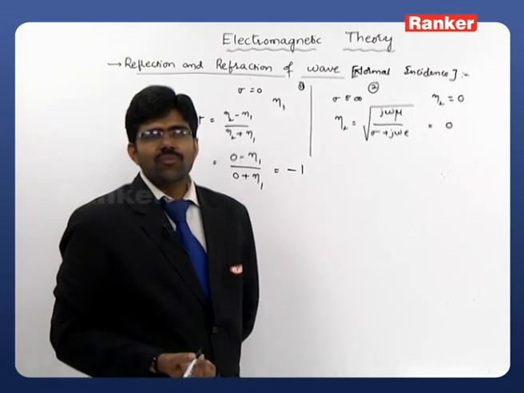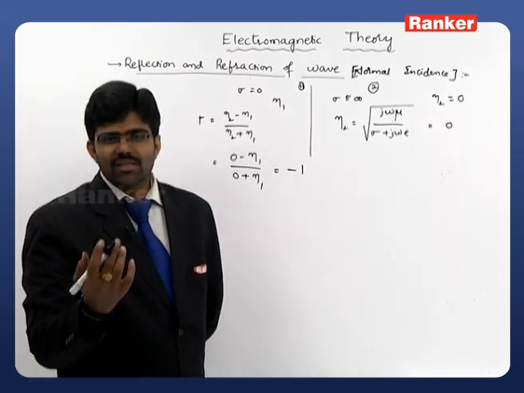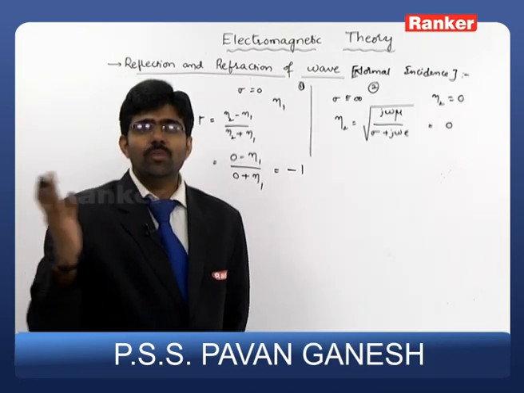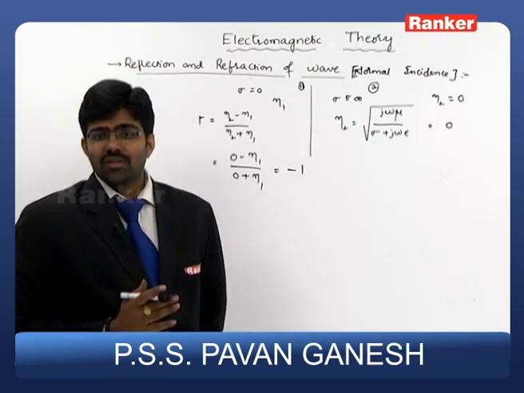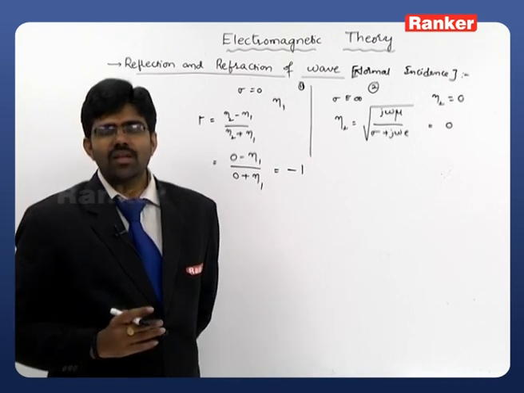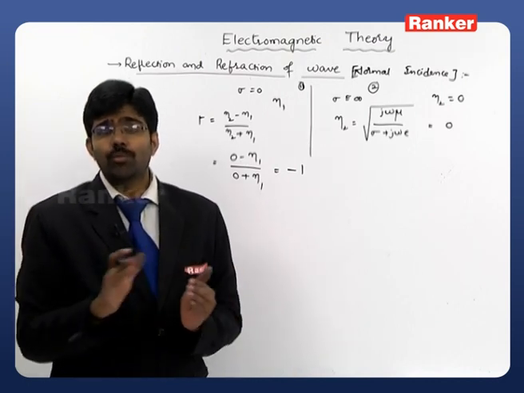What is the meaning of gamma equal to minus 1? As I said, if gamma is equal to 1 or minus 1, the entire wave will be reflected. That is what we expect at the boundary of any conductor. So clearly, within the conductor there will be no wave propagation.